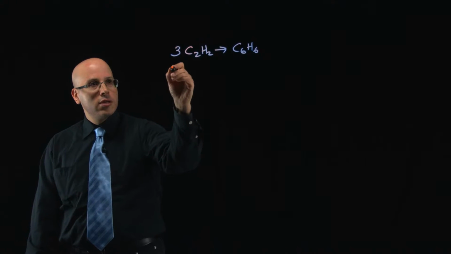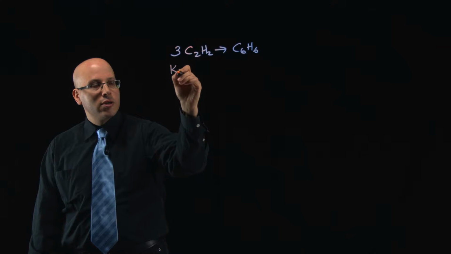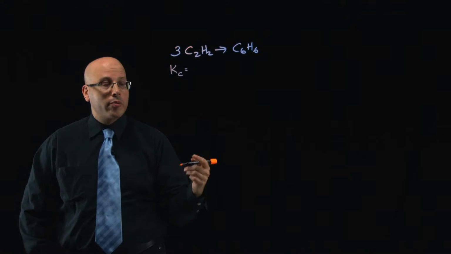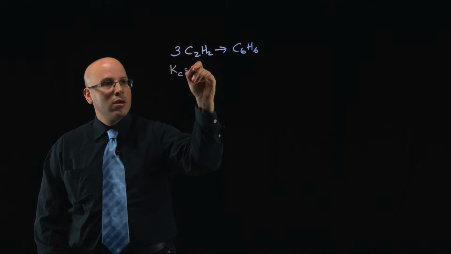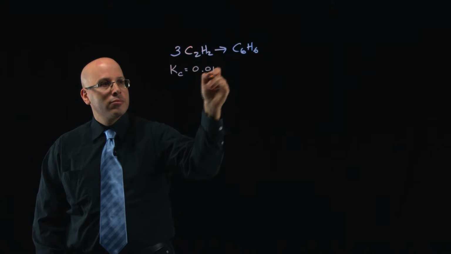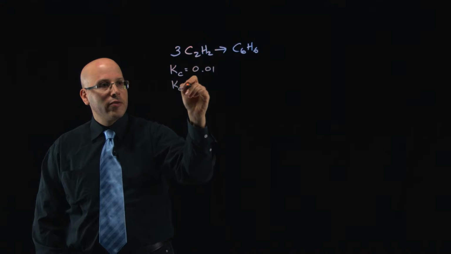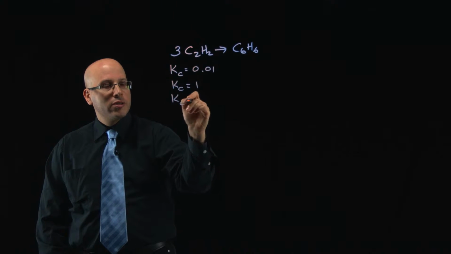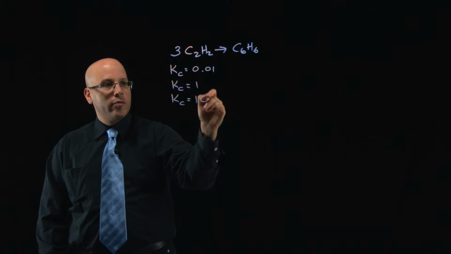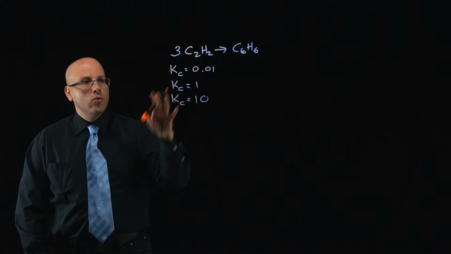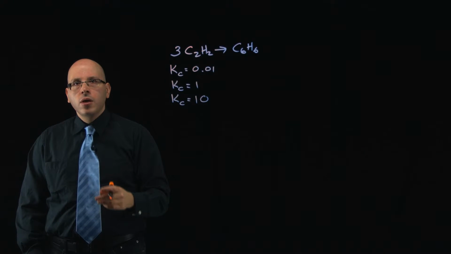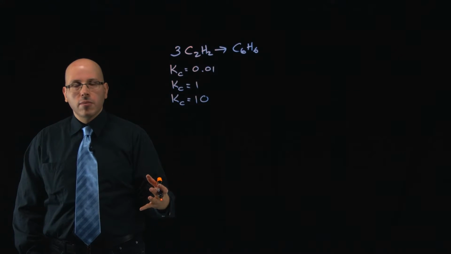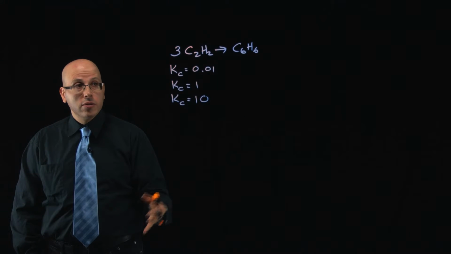So let's say that you do this reaction under 3 different conditions, one of which gives you a Kc, or equilibrium constant using concentrations, of about 0.01. The other one gives you a Kc of about 1, and the third possibility gives you a Kc of about 10. Which of these would give you the most useful kind of commercial application to make benzene, if you had to do this for a living?